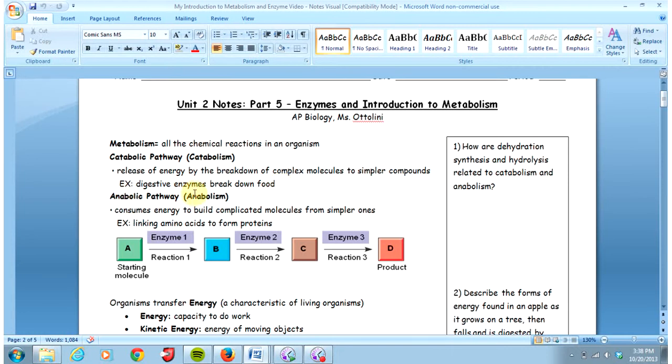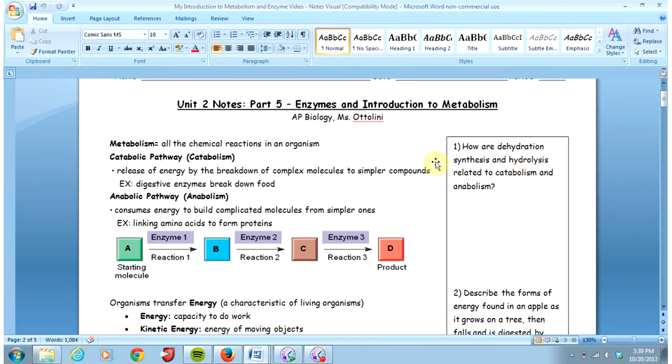An anabolic pathway is the other type of reaction within metabolism. Instead of breaking things down, here we are consuming energy in order to build more complicated molecules from simpler ones. For example, if we were linking any type of monomer together to build a polymer. With proteins, we would be linking amino acids since they're the monomers of protein molecules.